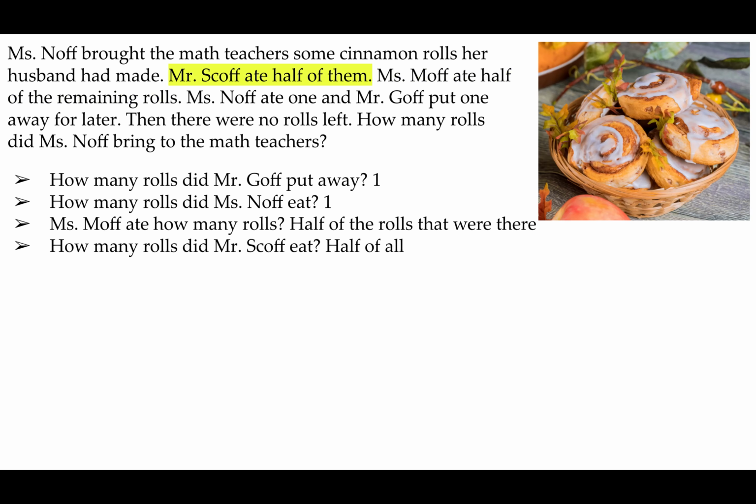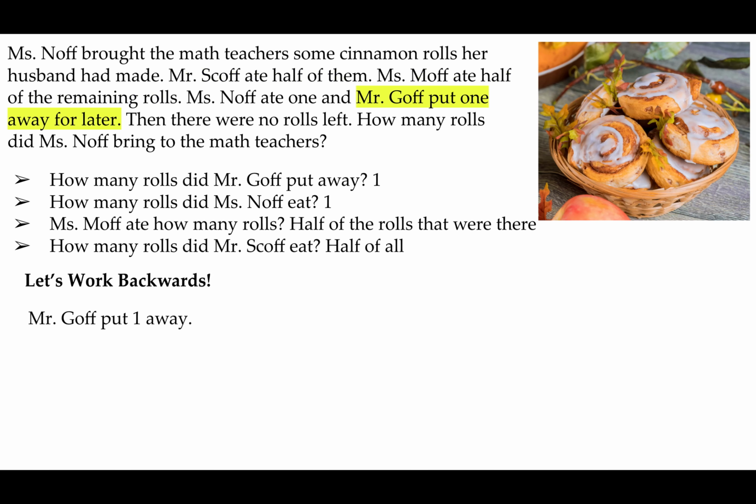Okay, so I think the best strategy for this one is to work backwards. In other words, we're going to be undoing it. So we do the inverse operation or the opposite. For example, if we talk about inverse of adding, it would be subtracting. The inverse of multiplying would be dividing. So let's start out, again, working backwards.